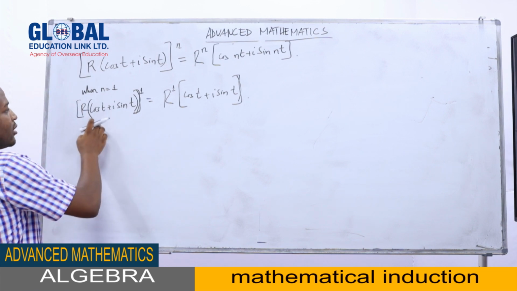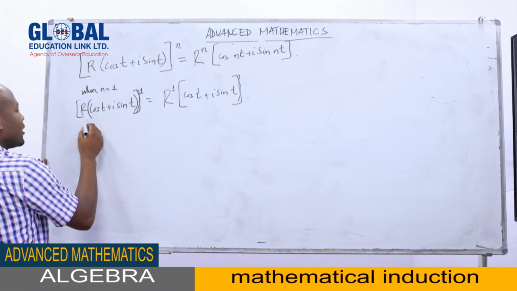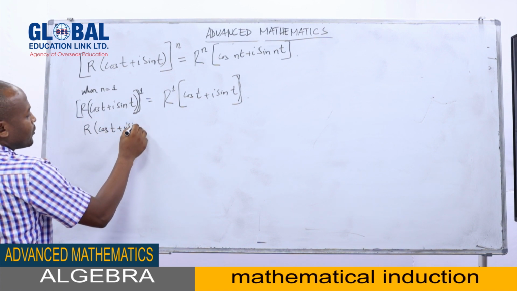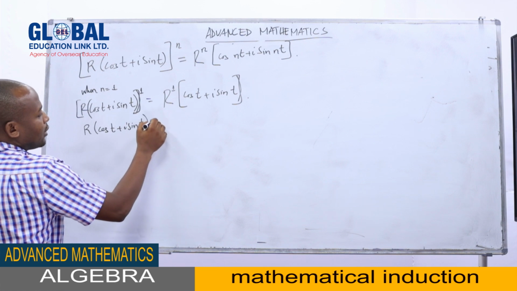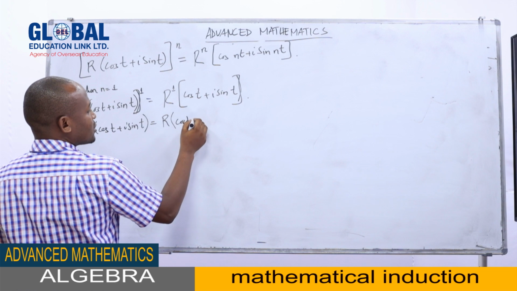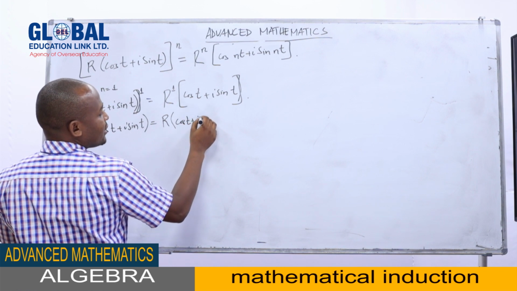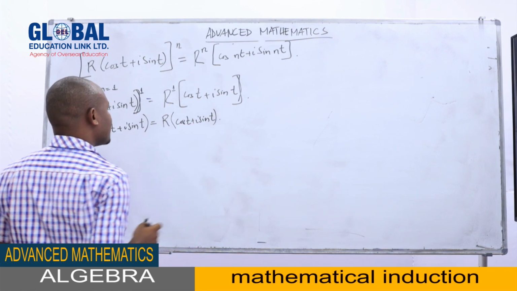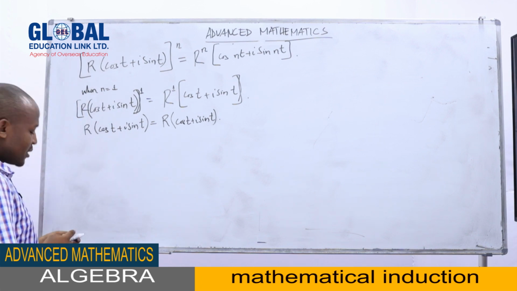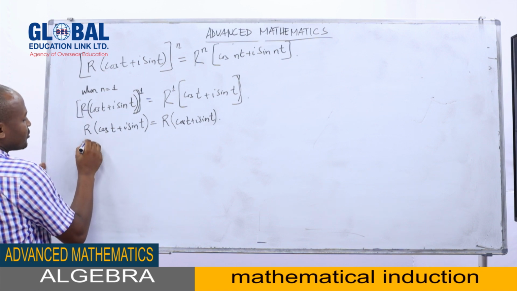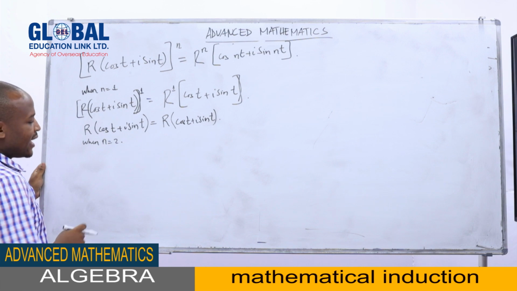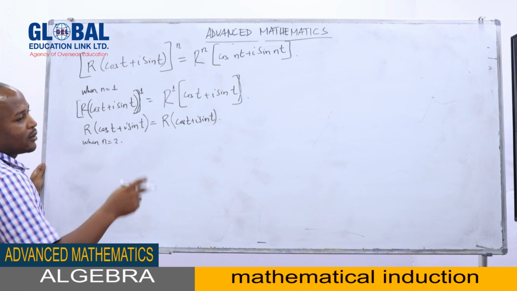That means for the first one, we can simplify that. It's so simple. This equals r (cos t + i sin t). So the first one holds true. Now when n is equal to 2, will it hold true? And then we shall prove when n is equal to k + 1.